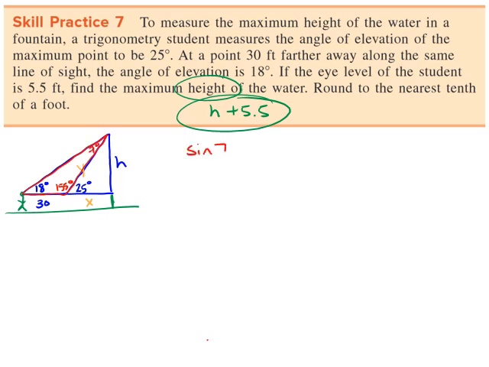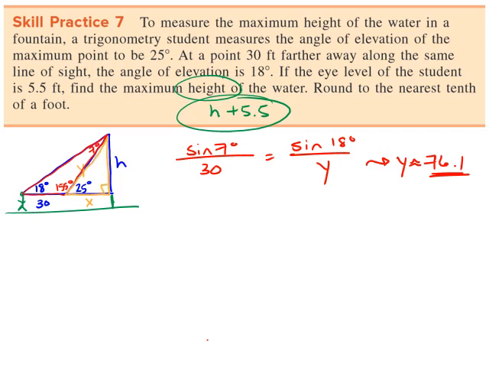So the law of sines says sine of 7 degrees divided by 30 is equal to sine of 18 degrees divided by y. And I find that y is approximately 76.1. Now I can use SOHCAHTOA for this right triangle. And SOHCAHTOA says that sine of 25 degrees is equal to h divided by 76.1. So h is approximately 32.15.